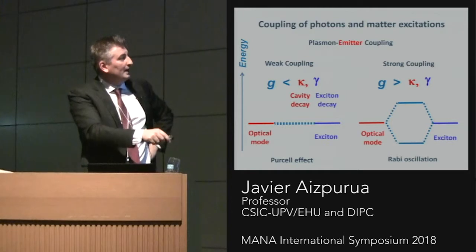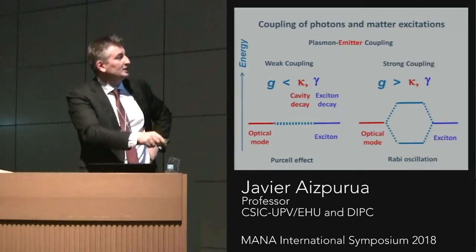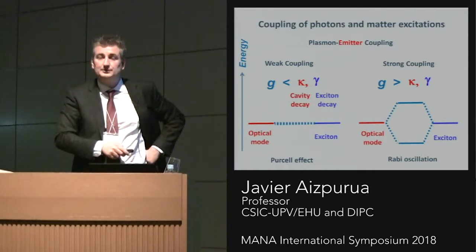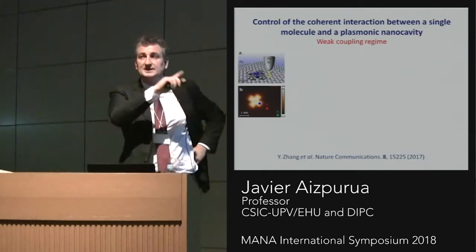When the molecule has this kind of hybridized situation, in the time domain we can also address Rabi oscillations between these two polaritonic branches, right? Let me show you one example of each.